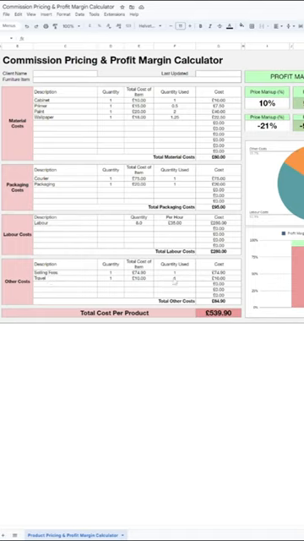Any other costs, such as travelling to pick up the piece, selling fees if I'm accepting payment via PayPal for a commission or selling through Etsy, I accommodate the fees in there. That calculates the total cost per product.